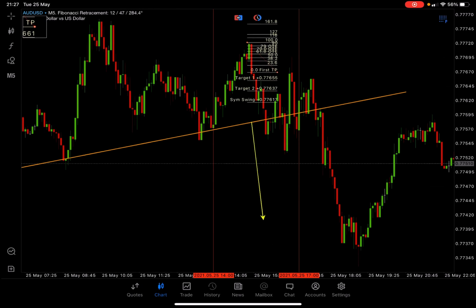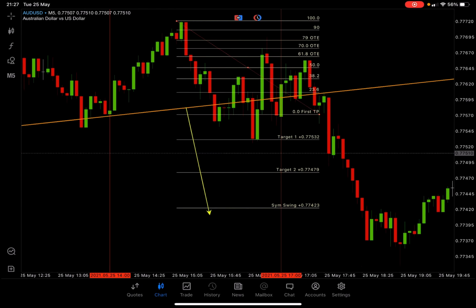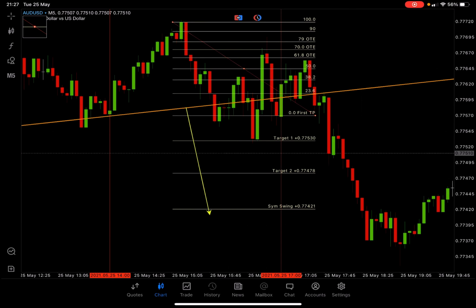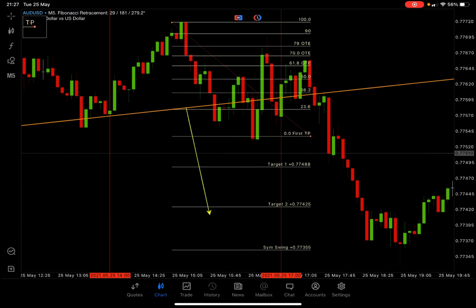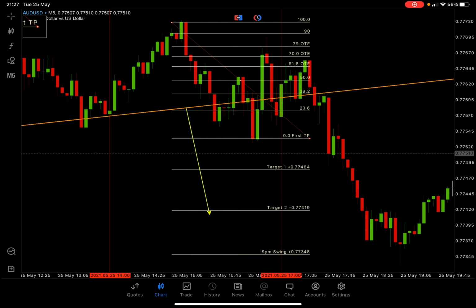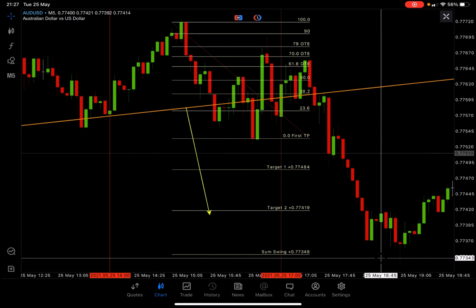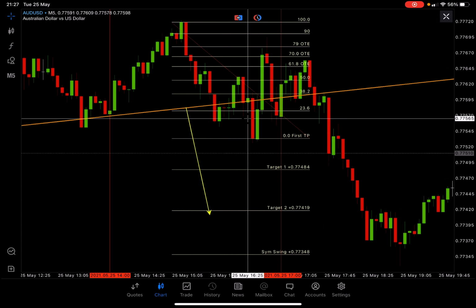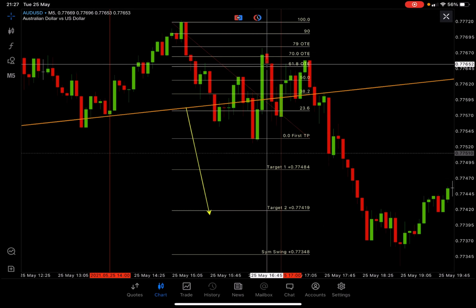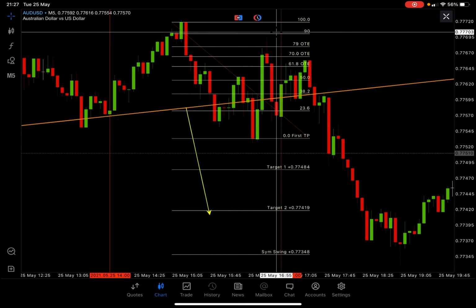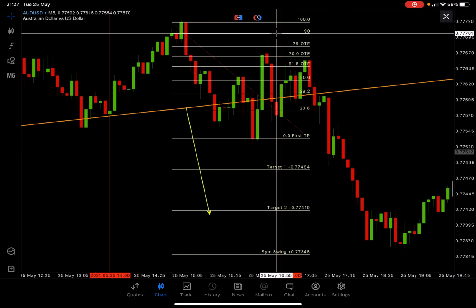Then we go from the second one up here, zoom in a bit, we go from the bodies, go down, and that would have given you another successful trade. You would have got a retracement up to here, enter on the 61.8, stop loss would have been on the 90, and this wick would have just missed your stop loss.